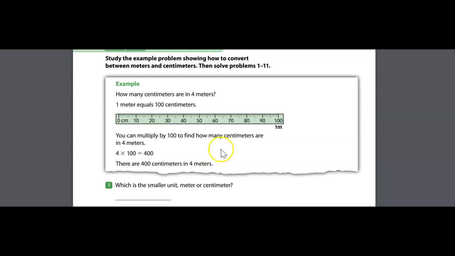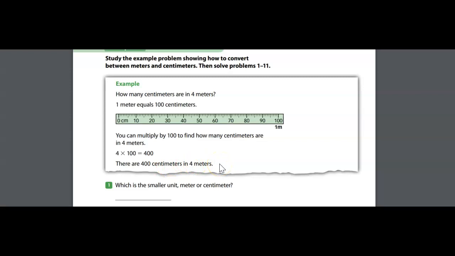So we see here that we have a meter stick, and this meter stick represents 1 meter. And it shows us that 1 meter is equivalent to 100 centimeters. So we see within this meter stick is broken into centimeters. So there are 100 centimeters in this 1 meter. So it tells us that you can multiply by 100 to find how many centimeters are in 4 meters. So we would multiply 4 times 100, which gives us 400. So there are 400 centimeters in 4 meters.